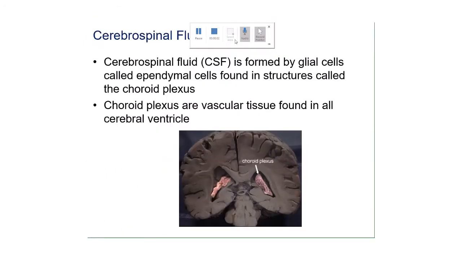So the CSF, or the cerebrospinal fluid, is another protection for the CNS, and the CSF is formed by a type of glial cells called the ependymal cells. Okay, so the glial cells, we learned that in the last lecture. They are supporting cells of the nervous system. We learned, for example, the Schwann cells will form the myelin. So here is another type of glial cells, the ependymal cells, and they will form the CSF.